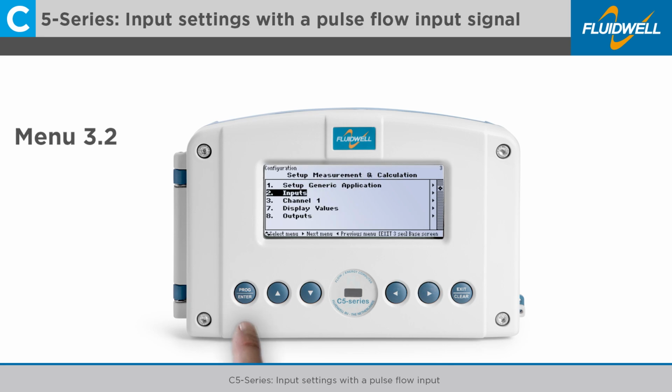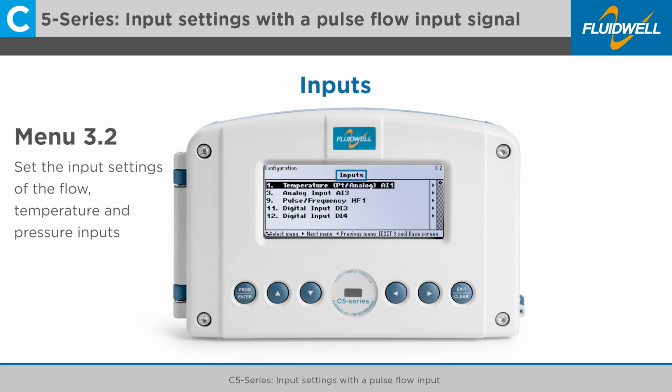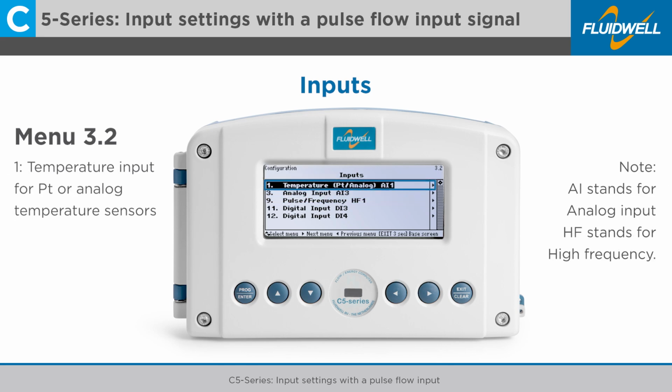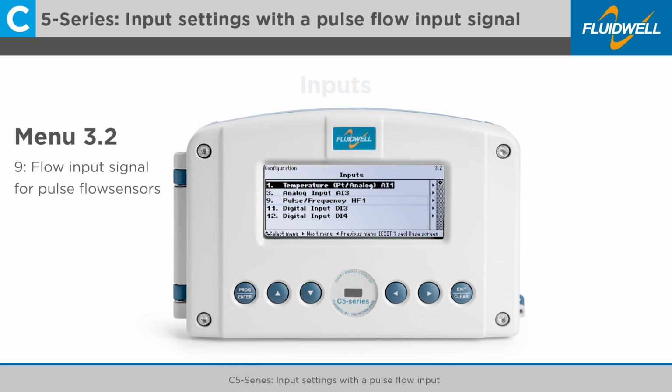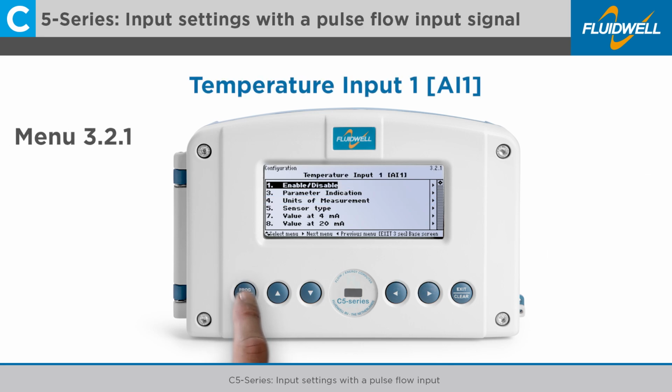In menu 3.2, Inputs, you can set the input settings of the flow, temperature and pressure inputs for one channel or stream. Analog input 1 is the temperature input for PT or analog temperature sensors. Analog input 3 is the pressure input for an analog signal. Pulse input HF1 is the flow input signal for pulse flow sensors. Analog input 1 is for temperature signals.